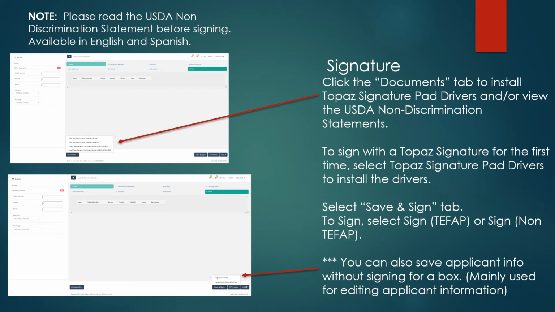In order to do that, select the Save and Sign tab in the bottom right hand corner. And to sign, you would either select Save TFAP or Save Non-TFAP. And if you don't even sign anybody up for a box for that month, you also have the option to save without signing. So basically you can just save the applicant info without signing them up for a box.